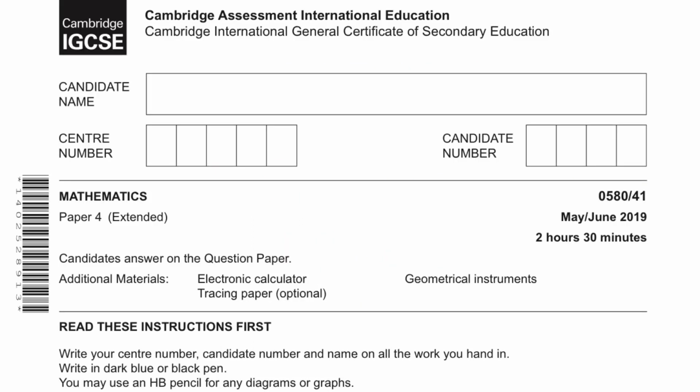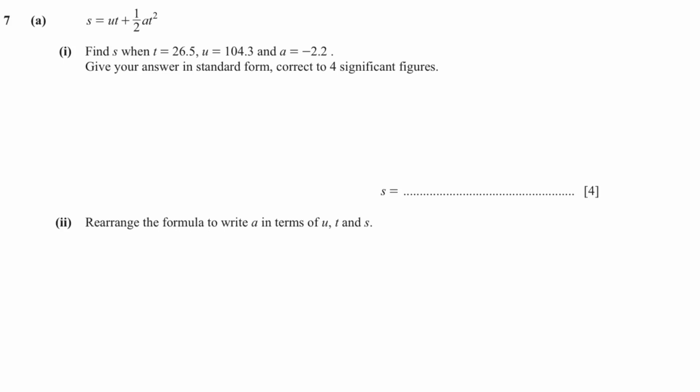In this video, we are going to solve IGCSE Mathematics paper for extended variant 4.1 May-June 2019 from question number 7 onwards. Let's start. In this question, we have been given a formula and we have to find S when T, U and A is given. It's a very easy 4-mark question.